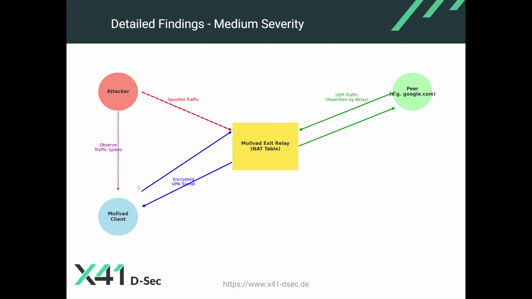So this is a de-anonymization attack that is not really a fault of Mullvad or any of the others. It's just how NAT and this networking stuff works.